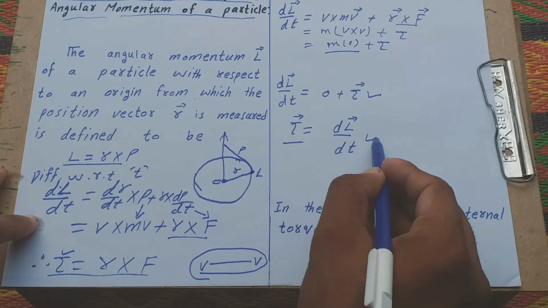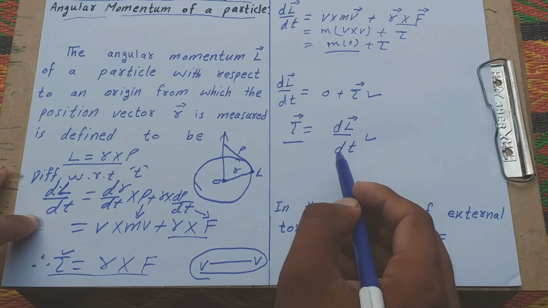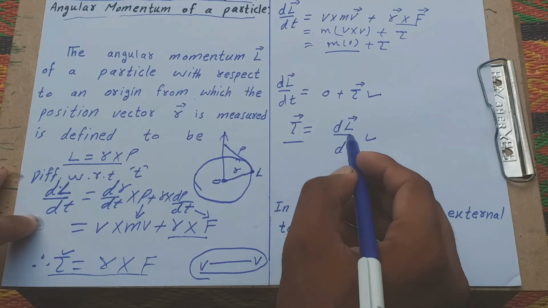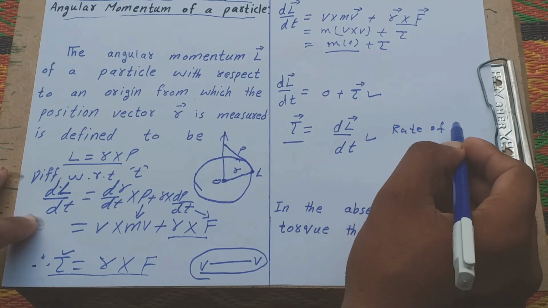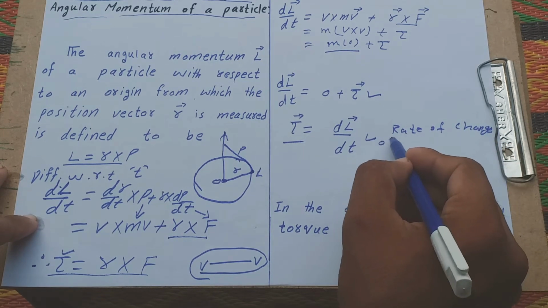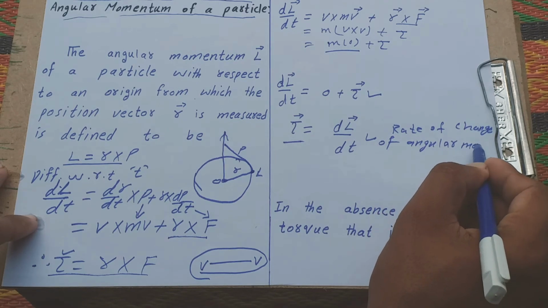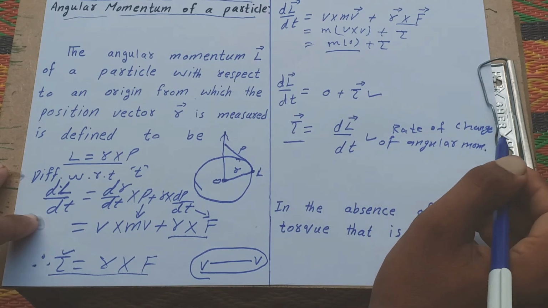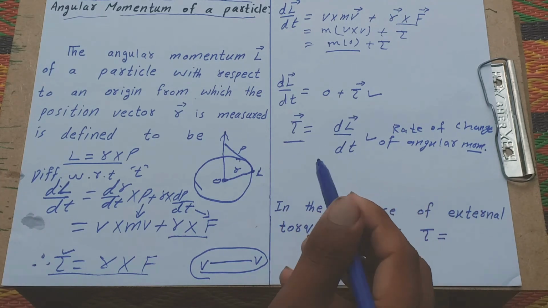Then we write it this way: tau is equal to the rate of change of angular momentum. In short, the rate of change of angular momentum is known as torque.